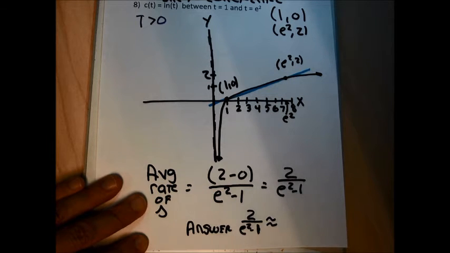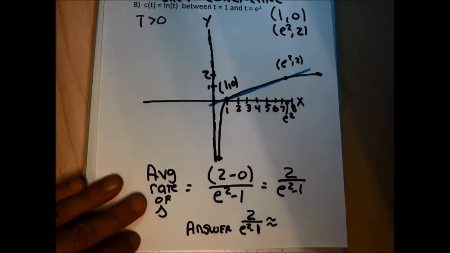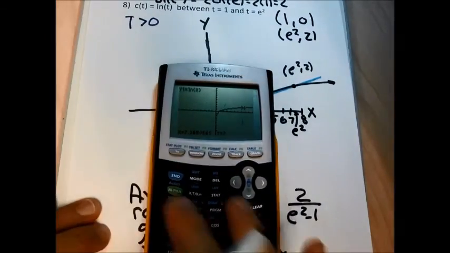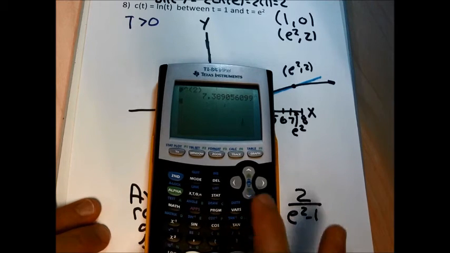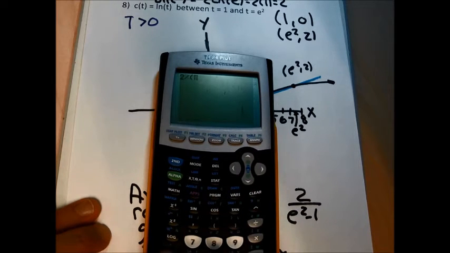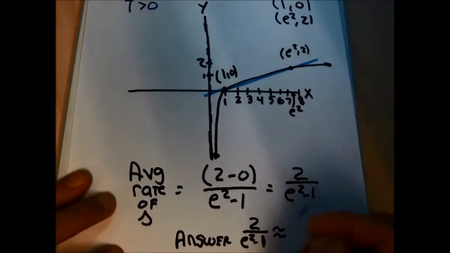And I'm going to put a decimal equivalent, so I put a little squiggly line saying I'm going to give a rounded version of this. To get a rounded version, I'm just going to go second and quit, clear this out, and go 2 divided by parentheses, second and ln, e squared minus 1, close out the parentheses, and that's about 0.313, so I'm going to do 0.31, just because I'm giving 2 decimals.